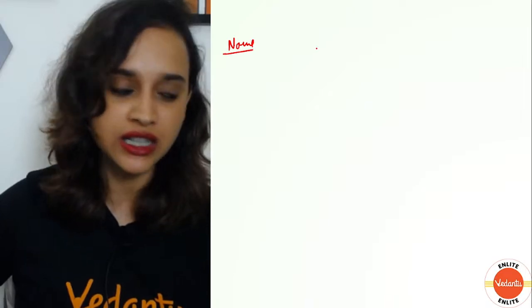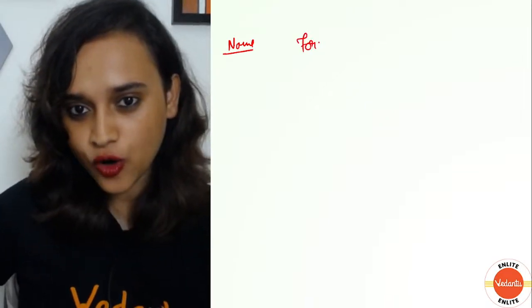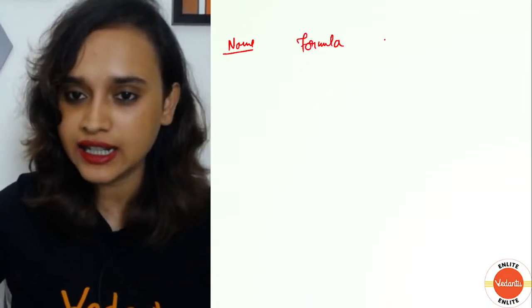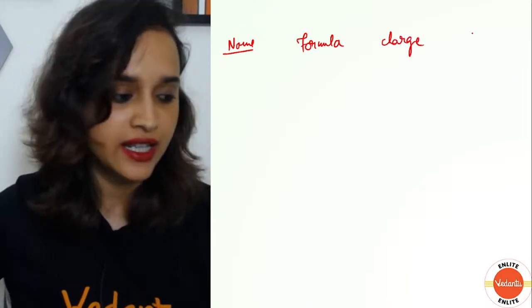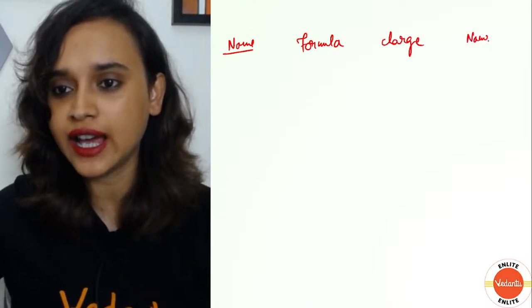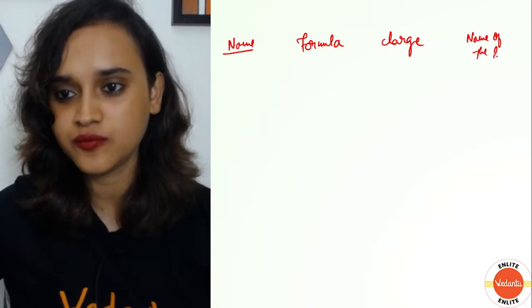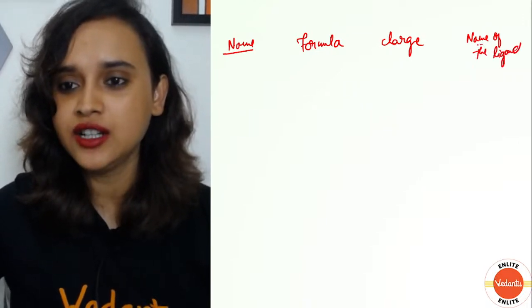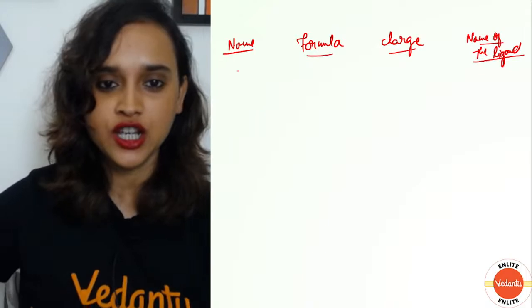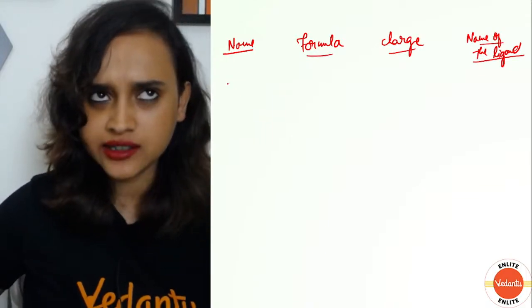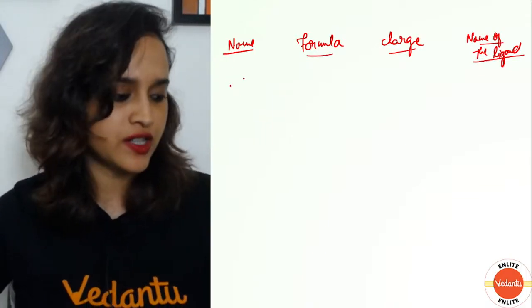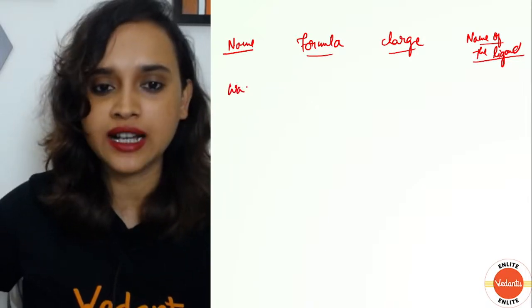Let's write down name here. Then let's write down formula, all right? Then let's write down the charge. And let's write down the name of the ligand. All right, everyone, please do make a note of it, okay? So what can we write down first? What can we write? Water? Yeah, let's write down water.